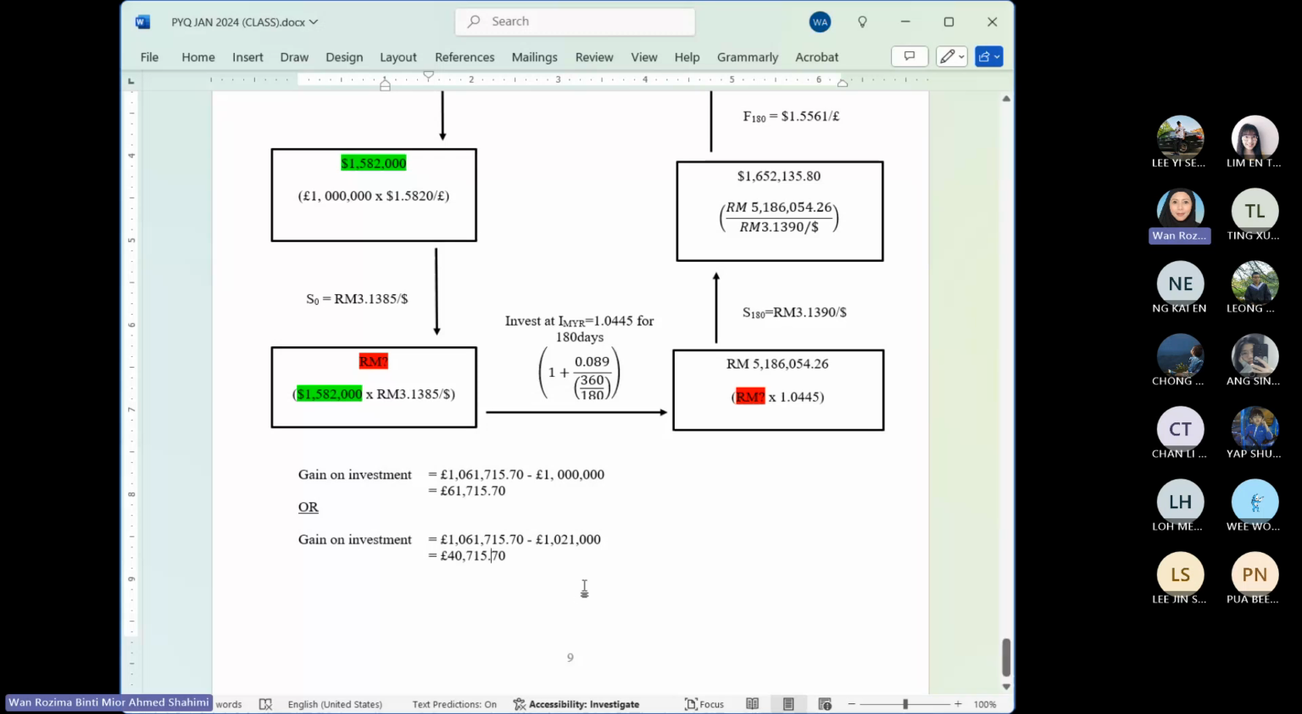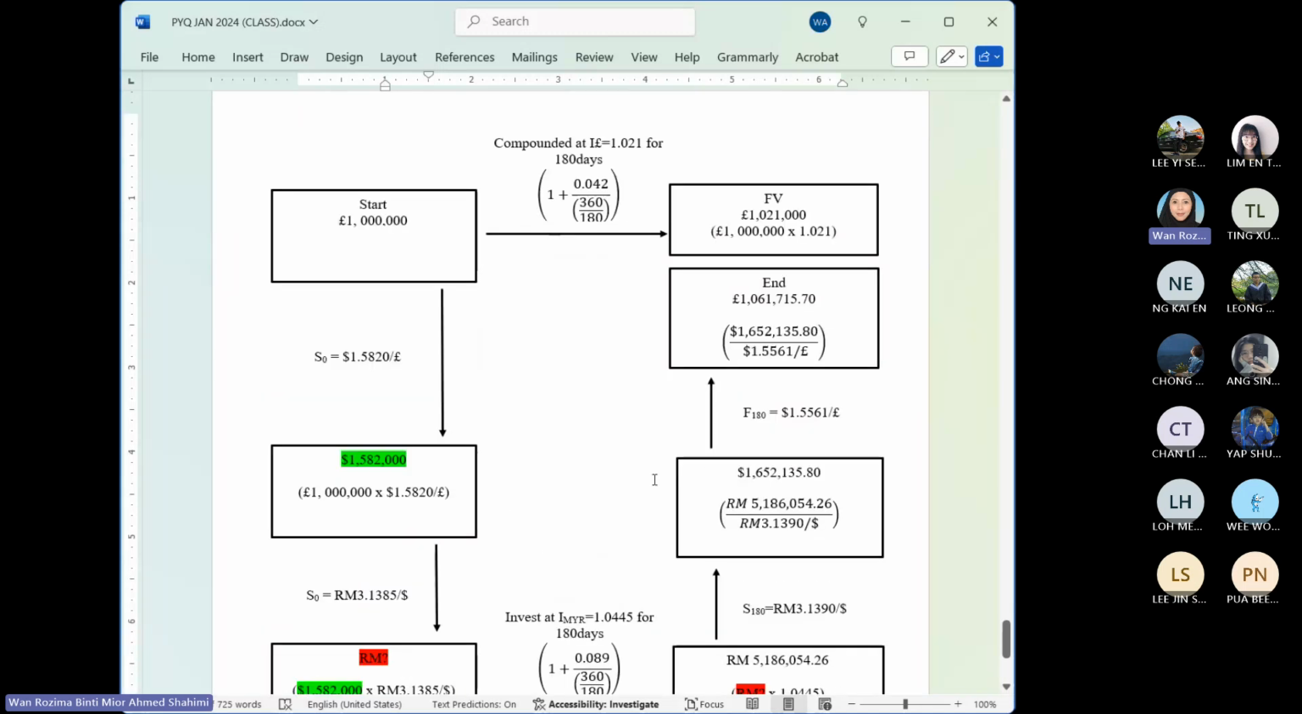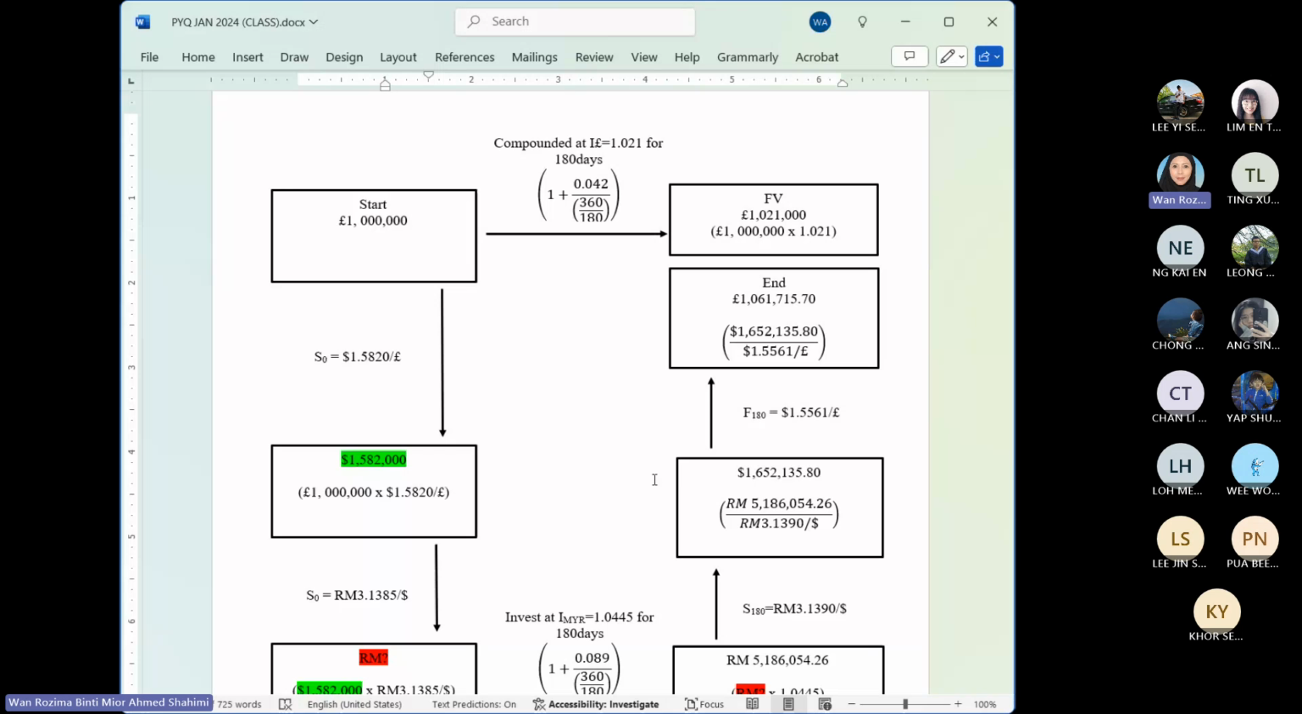40,750 and 70 cents. Why does the answer give it that way? Because they use the concept of time value of money, because 6 months from now, this 1 million pounds will grow. However, if we use this concept, we still need to use the same concept for the forward market speculation just now, isn't it? Because there we just minus the initial outlay. So this is what I meant just now.